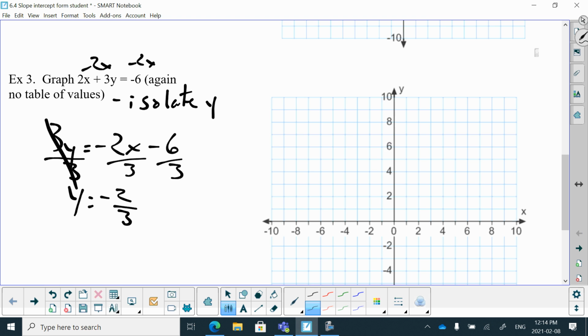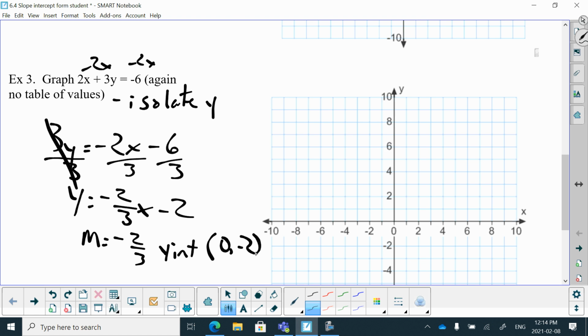So y equals 2 divided by 3, and what's 6 divided by 3? Negative 2. So then what do we know? We know all we need to know, because our slope is negative 2 over 3 and our y-intercept is, as an ordered pair, (0, -2). Absolutely.